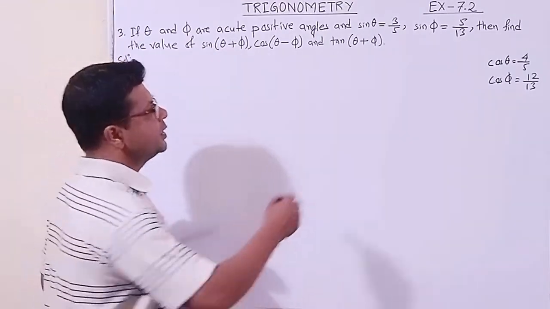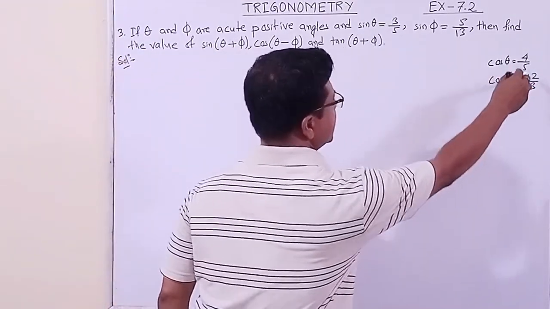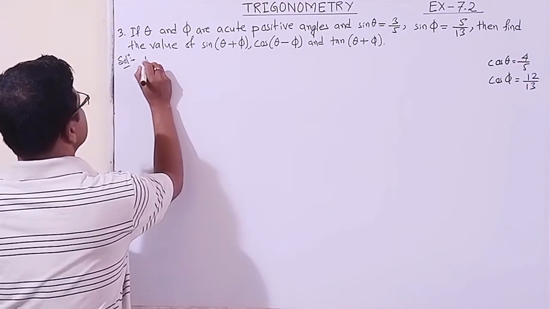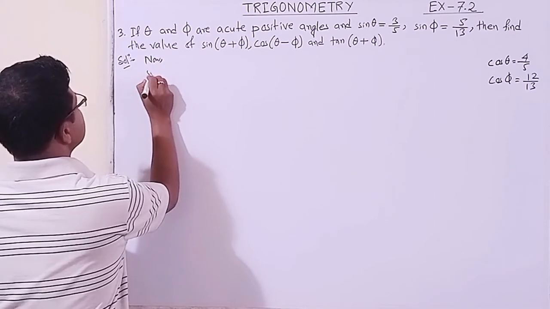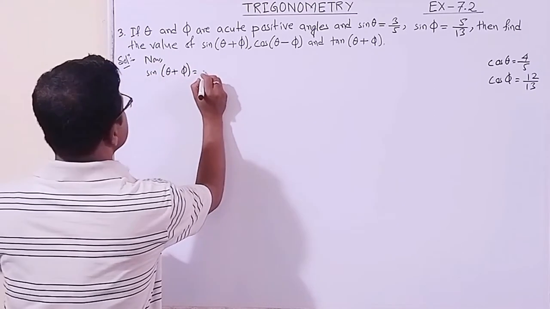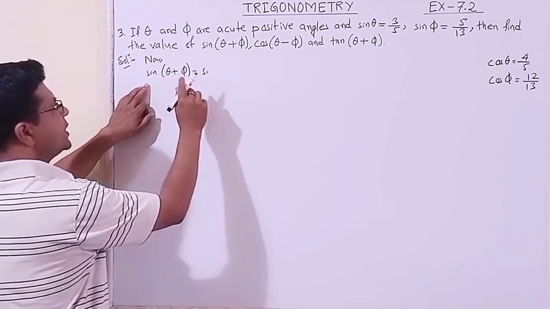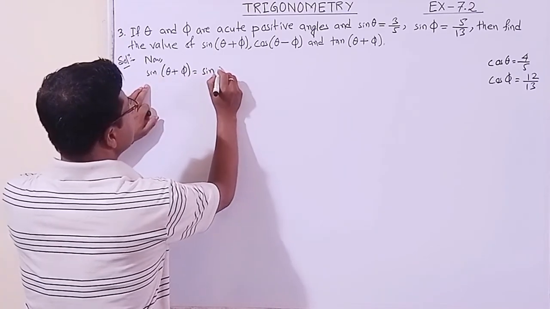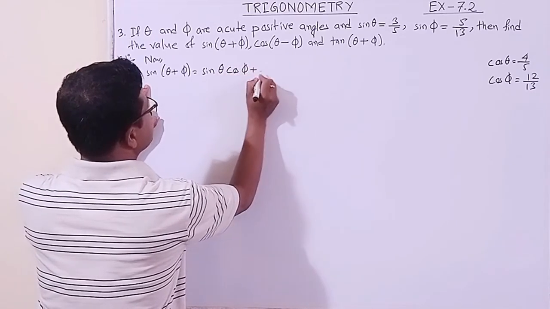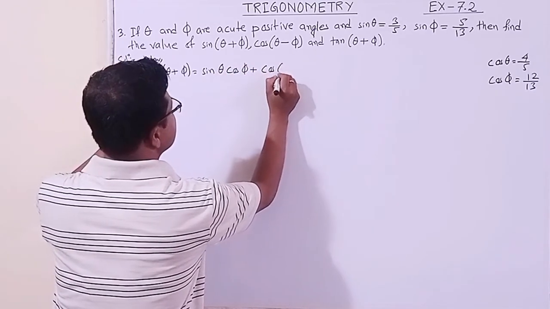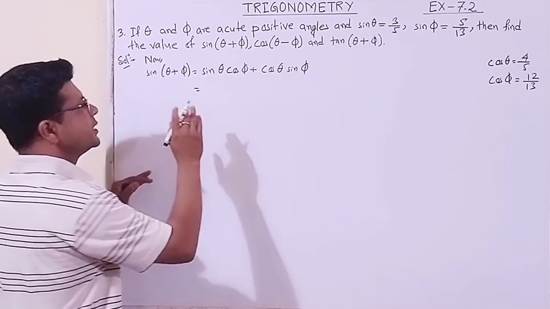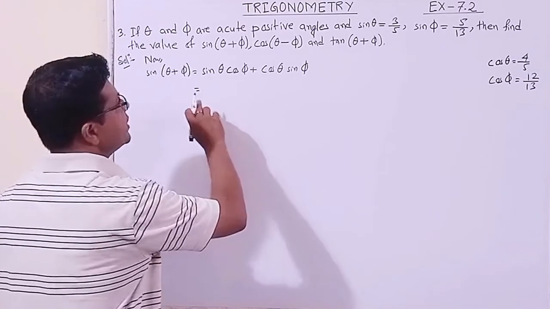Dear students, just now we have found the value of cos theta and cos phi, and these values are written here. So at first let us find the value of this. What is the value of sine of theta plus phi? We know that sine of a plus b is sine a, means theta, sine theta cos phi plus cos theta sine phi. Okay, very simple thing. If you know the formula, the sum is too easy for us.